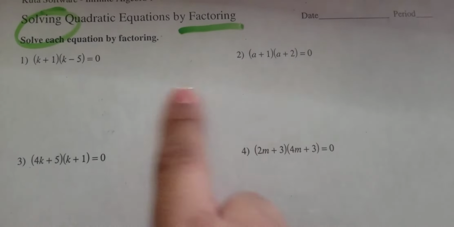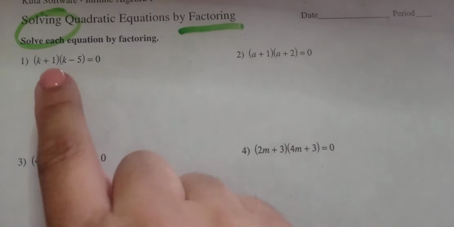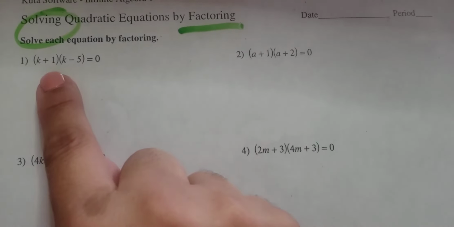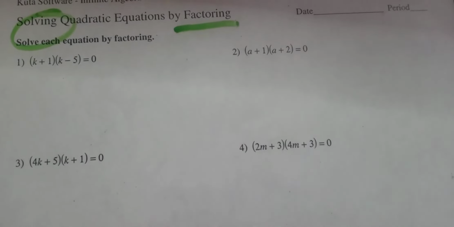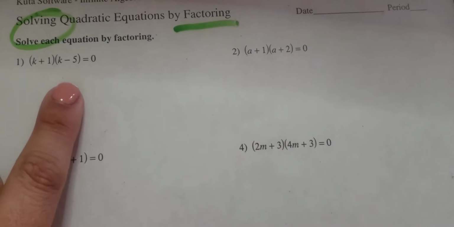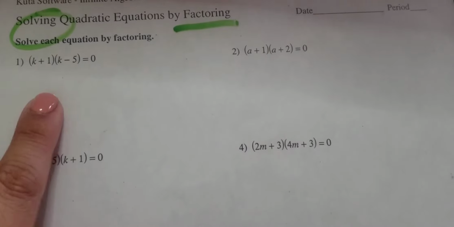So you might notice the first four have already been factored for you, which is really nice, okay? And so what's different about this from the previous is that, see how we have an equation equal to 0? So now we're going to solve, okay? So I'm going to start with number 1. So number 1 reads k plus 1 times k minus 5 equals 0. So we're going to be applying the zero product property.